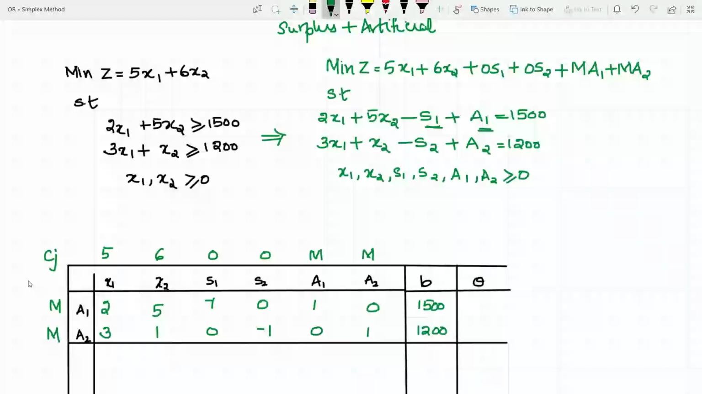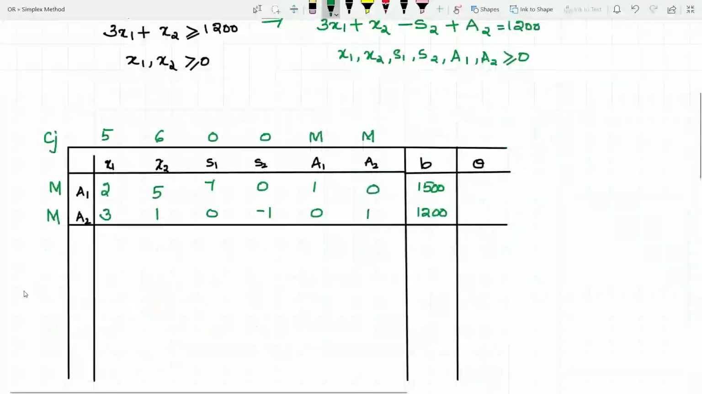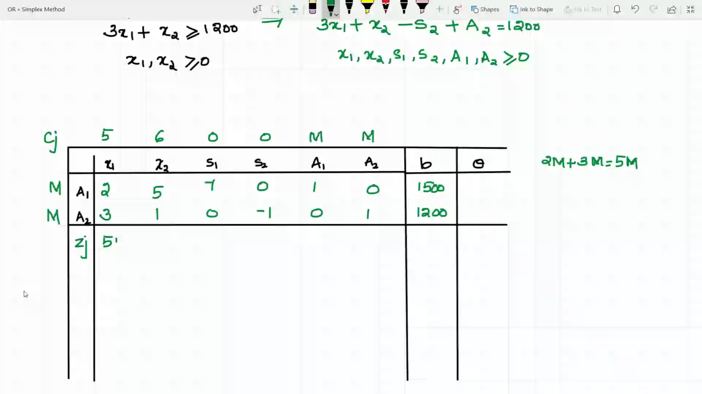Now to find zj, what do we do here? M into 2 plus M into 3. So you have 2M plus 3M equal to 5M. You have here 5M. Next is M into 5 plus M into 1. So that is 5M plus M equal to 6M.